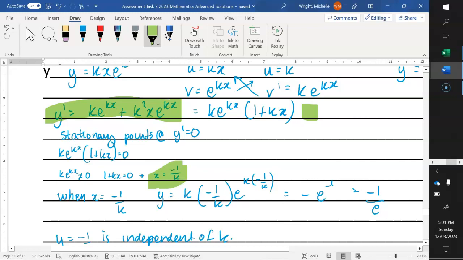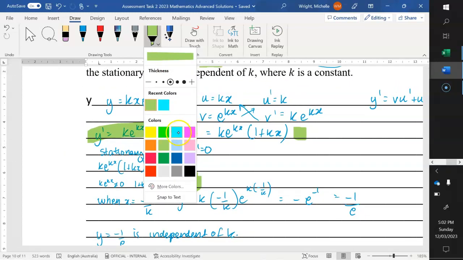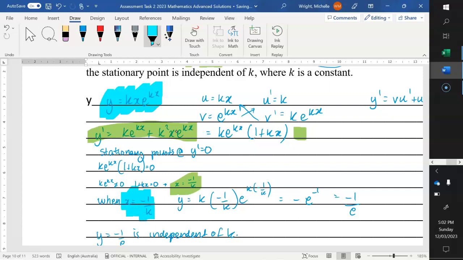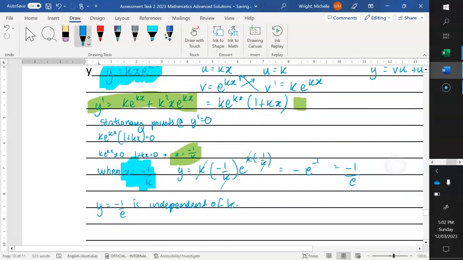Here's my x value, and I'm going to substitute that into my original function. Just in case you can't see what I'm doing there, I'm substituting into this equation here this value. And when I do that, my k multiplies by minus 1 over k. My e has the power of k multiplied by minus 1 over k. You can just see the minus sign in there. These k's disappear. I'll just cross those out. So I end up with minus e to the minus 1, where it has no value of k, so it is independent of k, and that's what I wanted as my answer.